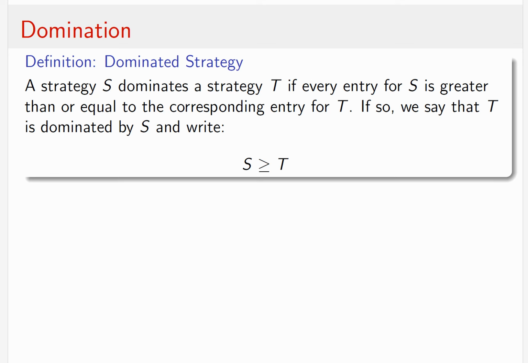So, the definition is that strategy S dominates strategy T if for every single entry in S, it's greater than or equal to the corresponding entry in T. Okay, and at least one of them is going to have to be better, right? If all the outcomes are equal, we just have the same strategy. S is equal to T. So for S to be a dominant strategy, at least one of the entries has to be strictly better than the corresponding entry in T, and all the others have to be at least as good.